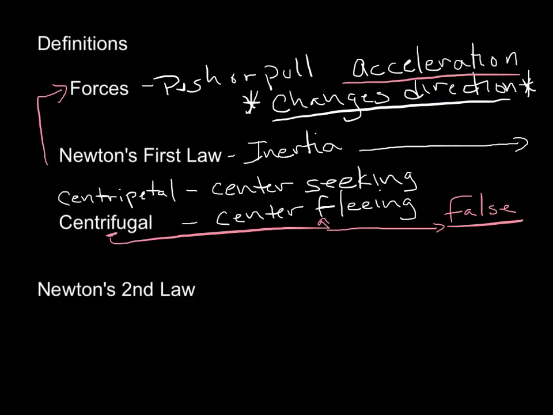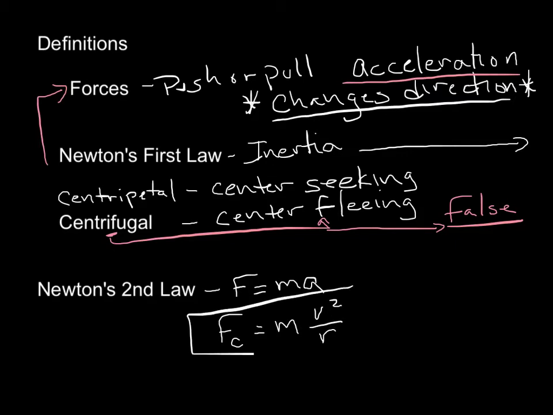Let's also take a look for just a moment at Newton's second law of motion. Newton's second law says force is equal to mass times acceleration. When we are looking at centripetal forces, we have the mass multiplied by the centripetal acceleration, which we find by the velocity squared divided by the radius. Now this is an important equation. Make sure it's in your notes.